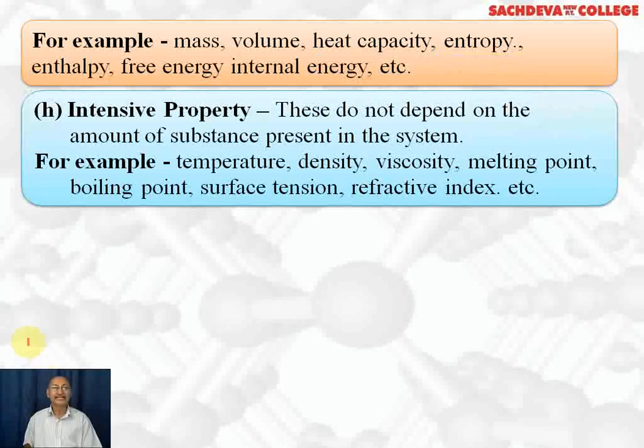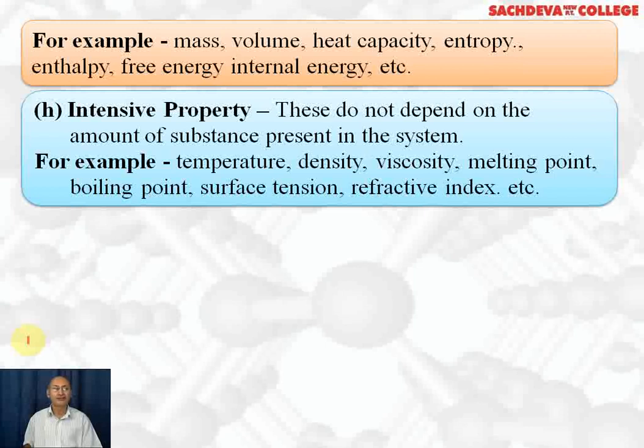Now we are taking intensive properties. Those properties do not depend upon the amount of substance present in the system. For example, temperature. If you take the temperature of a small amount of water or a large amount of water in a beaker, its temperature will remain the same. In the same way, the density of a small portion or a bigger portion remains the same. So, temperature, density, viscosity, melting point, boiling point, surface tension, and refractive index are intensive properties.